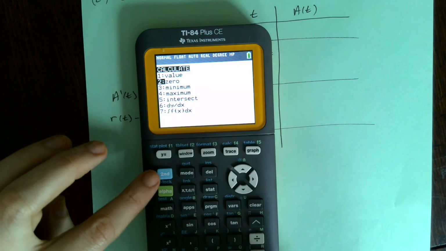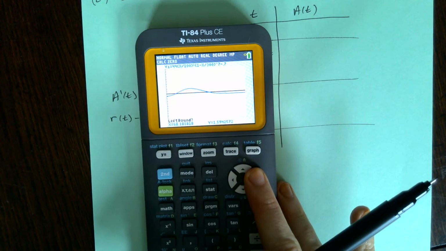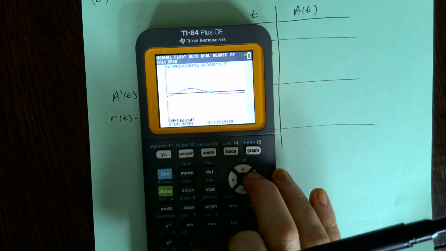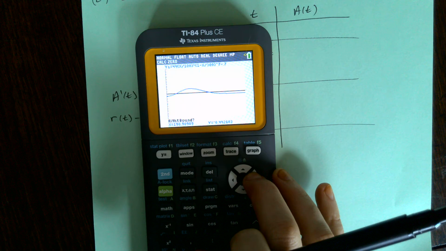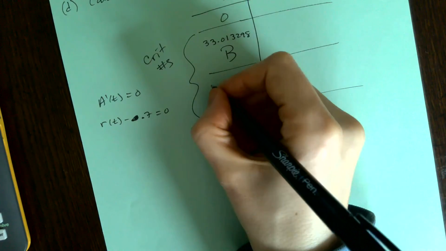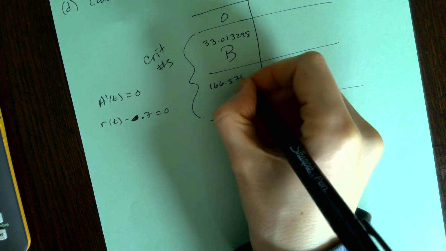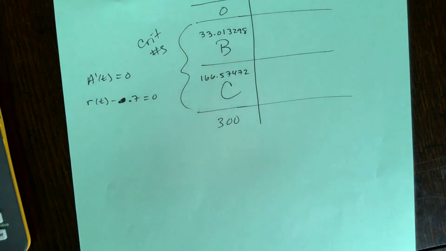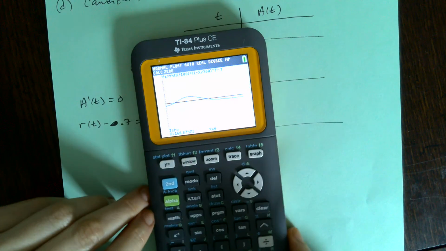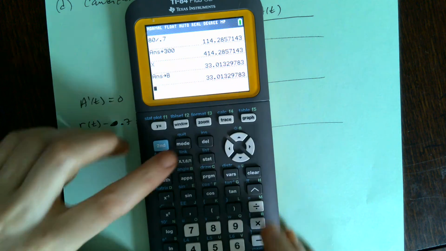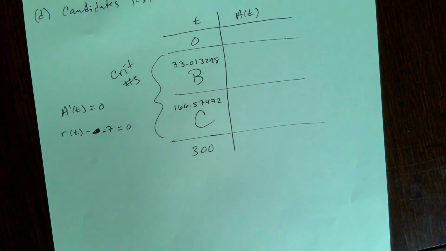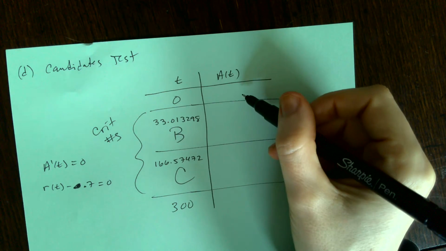All right, now back to the graph. To find that next zero, 166.57472. I'll store that as C. Store C. Okay. Now I've got to find these outputs here.